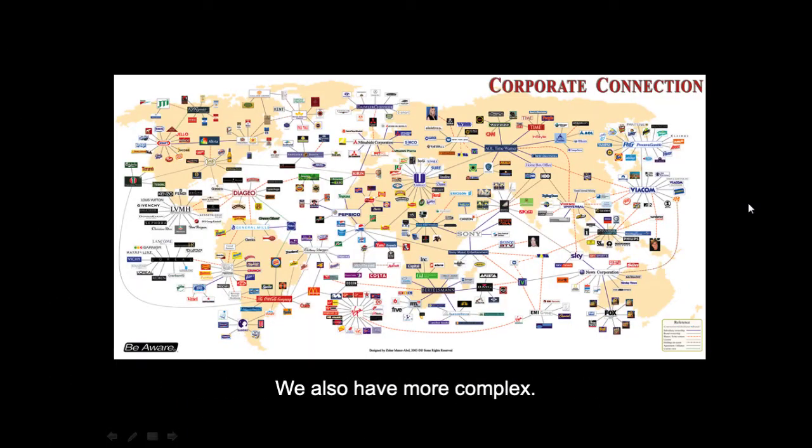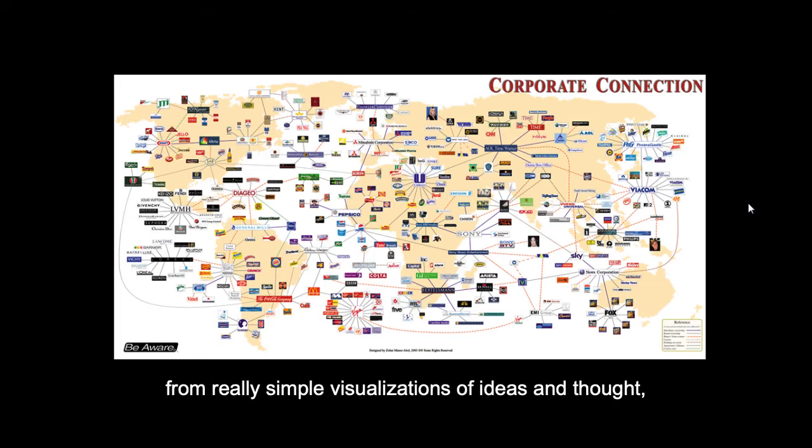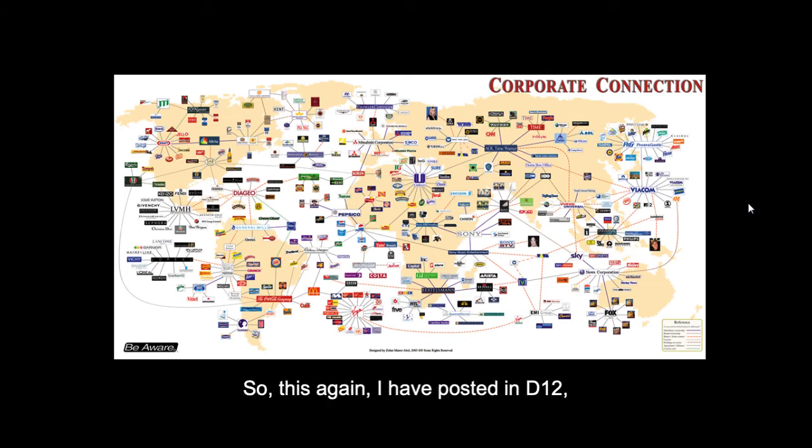We also have more complex visuals, so there are different types of visual thinking, from really simple visualizations of ideas and thought to complex diagrams. Of course, infographics, that word is so popular right now. This is an interesting corporate connection, just to be visually aware of locations. Again, I have posted this in D2L. I would encourage you to take a look at it.